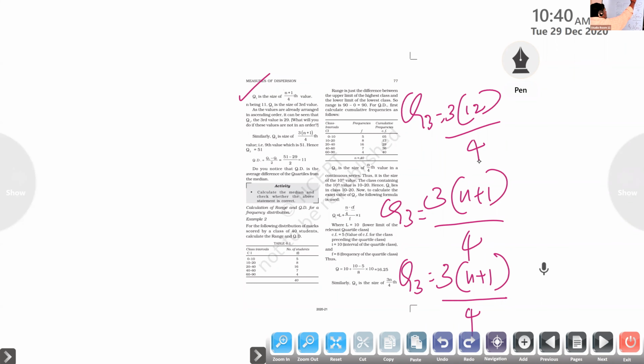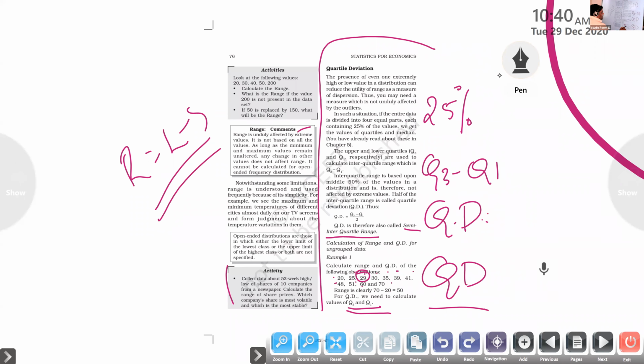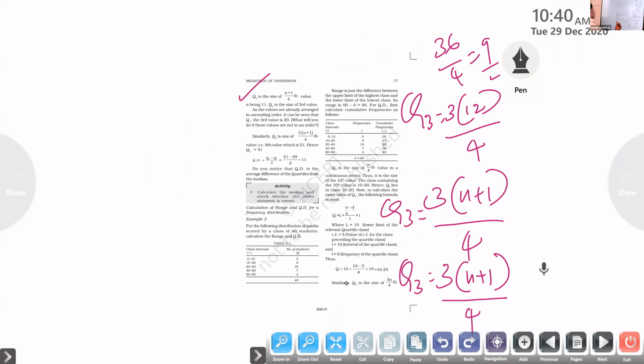So 36 divided by 4, the answer is 9. That is the ninth value. Going back to the data, 1, 2, 3, 4, 5, 6, 7, 8, 9, that is 51. So Q3 is 51. What is Q1? We calculated 29, and Q3, the ninth value, is 51. So Q1 is ready, Q3 is ready.